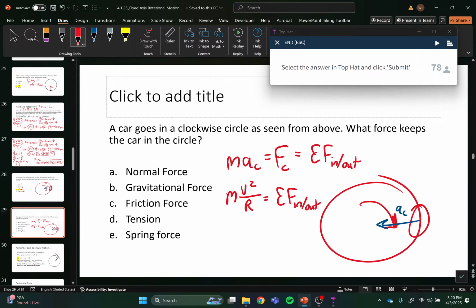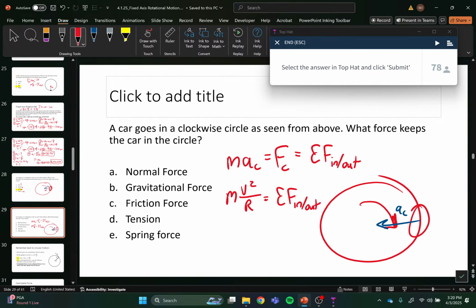So great, I'm looking at my car. The ground's down here. Which way is the ground pushing the car? Like out of the page. Yeah. Out of the page. That doesn't point in the direction of the acceleration. So that's not it. Which way does gravitational force point? Into the page. That's not in the direction of the acceleration. So that's not it either.